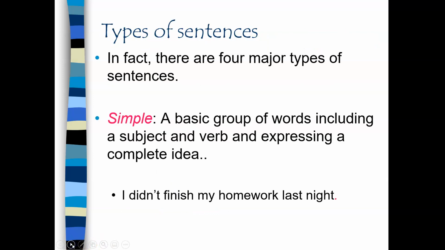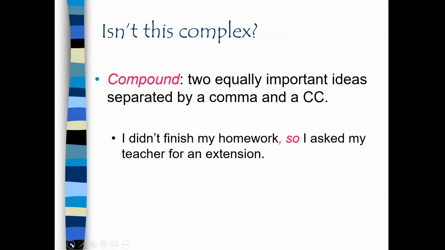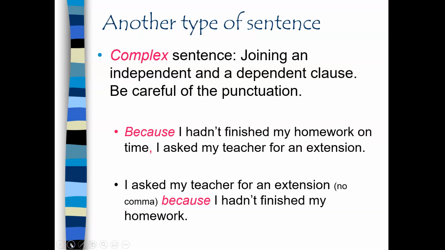So there are 4 types of sentences. Simple is when you just have a basic group of words that has a subject, verb, and expresses a complete idea. I didn't finish my homework last night. Compound is 2 independent clauses which are equally important, and they're separated by a comma and a coordinating conjunction. Complex is when you join an independent and a dependent clause. You have to watch out for the punctuation. Sometimes you need a comma in the middle, and sometimes you do not need a comma in the middle.